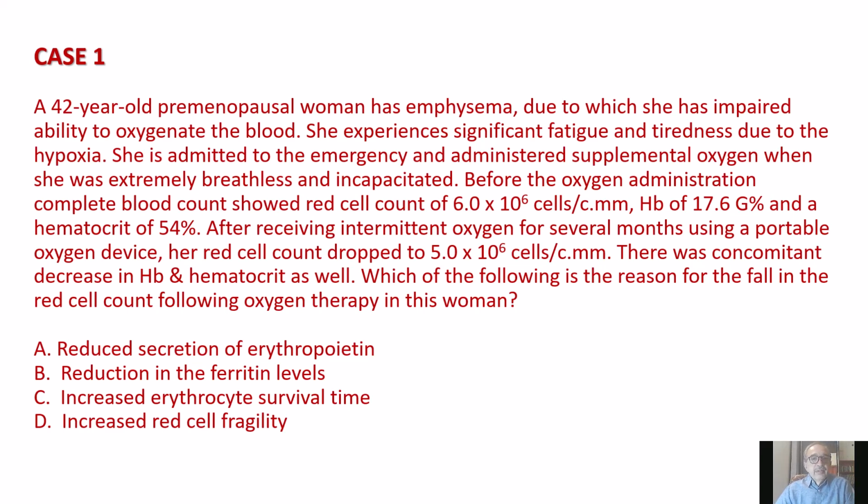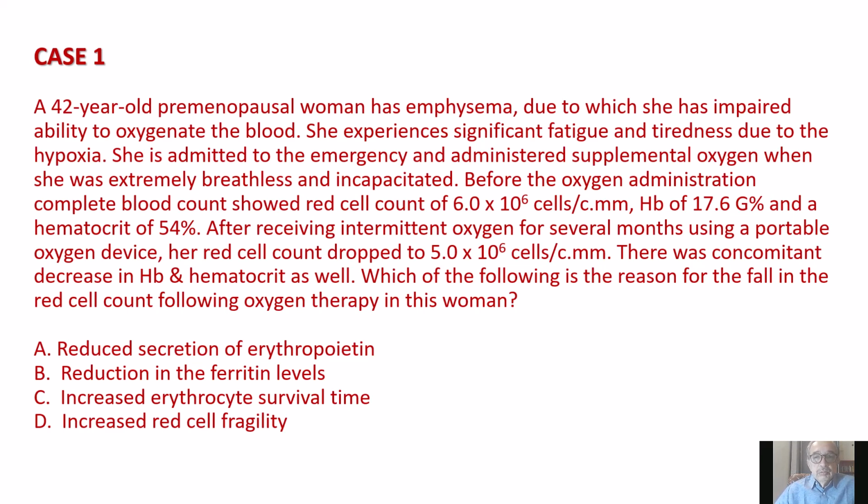So if you look at the case, this is a case of chronic obstructive pulmonary disease, COPD, and emphysema with changes in the lung parenchyma impeding the oxygenation. She has hypoxia. So, in addition to symptoms of emphysema, respiratory symptoms, her red cell count is high, 6 million. Hemoglobin is high. Hematocrit is also high. And these parameters reduced after oxygenation.